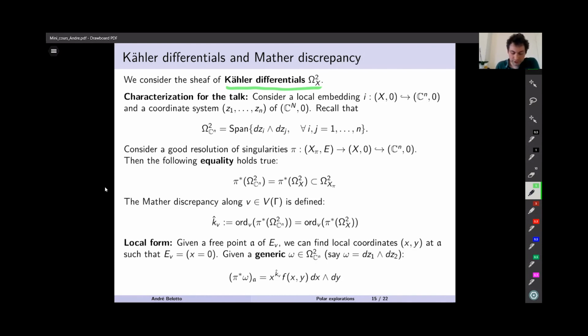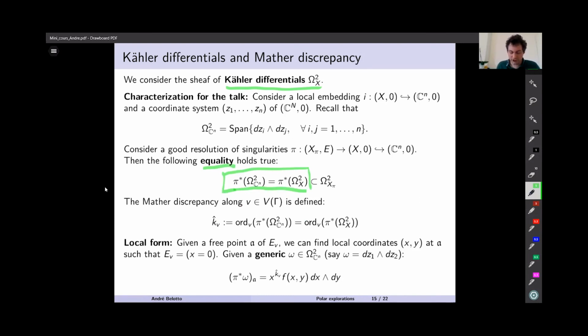Now consider a good resolution of singularity. Here again we have a sheaf of differentials, which is easy to define because this is smooth. Then what I'm claiming is that the following equality is true. If I pull back all of the two-forms over Cn, this is going to give us the same as the pullback of the sheaf of Kähler differentials over X. This is what I want to use during the talk, and it's actually everything that we need to use in the paper too.